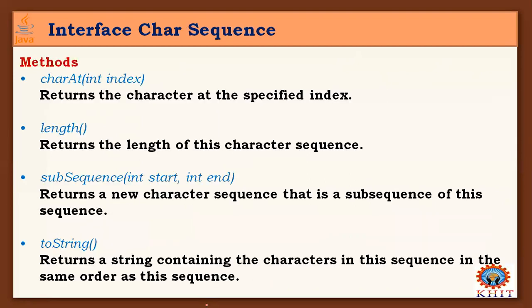Next one, the methods provided by the interface called CharSequence, and we already know by name the methods here. charAt is a method that takes an index value and returns the character at the specified index. And the length function returns the length of this character sequence. Based on the index, we can get the character at that index.